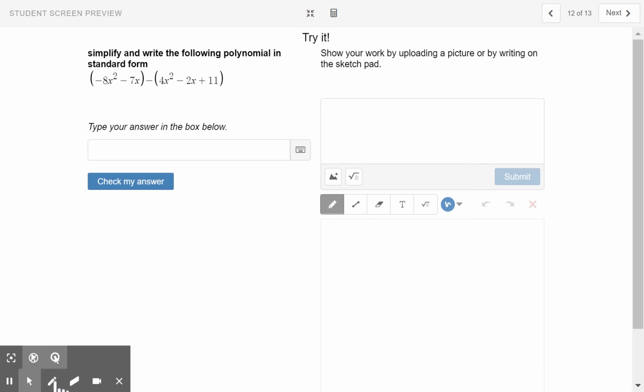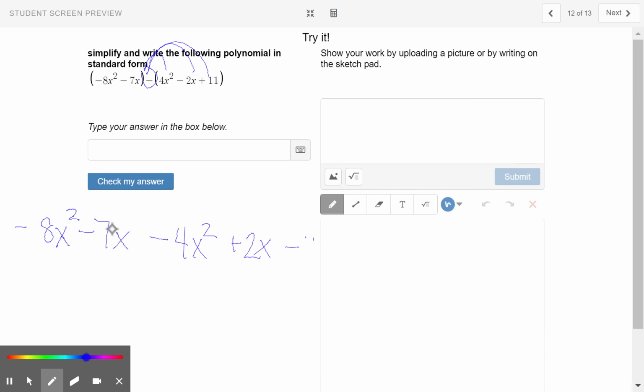And then the last problem, we have this negative sign, so we have to distribute. That 4x squared was positive, so now I change it to a negative. Negative and a negative is a positive 2x. And then a negative times a positive is a negative 11. Notice that there is nothing in front of the first parenthesis. I'm just going to rewrite it.